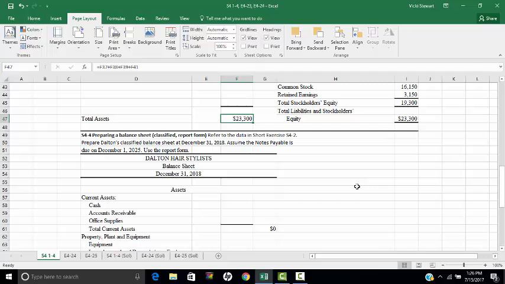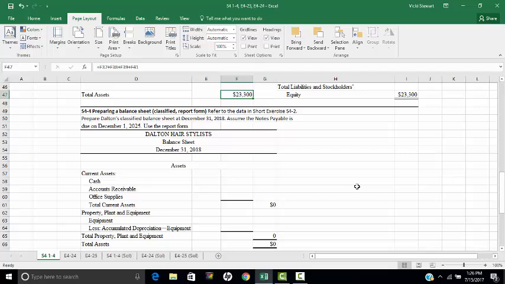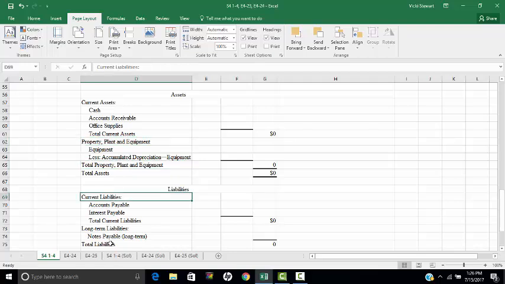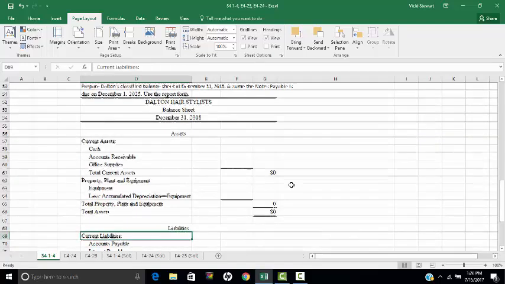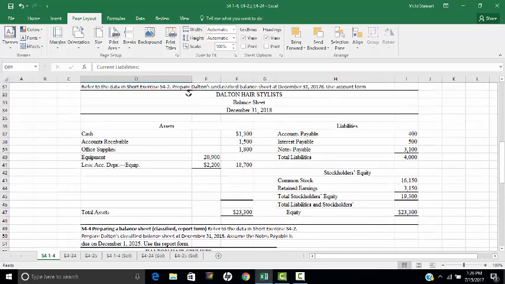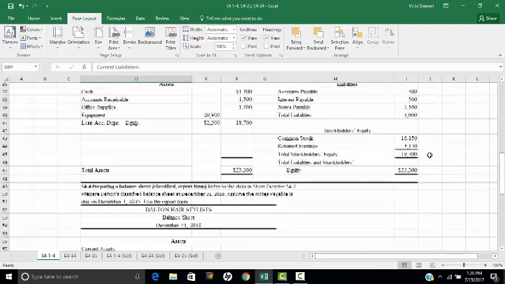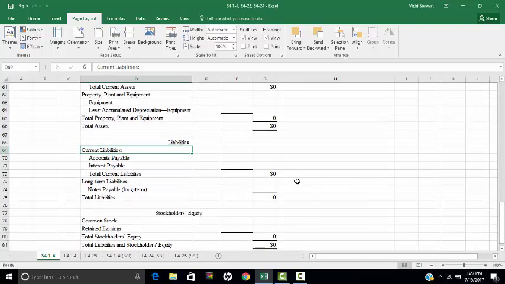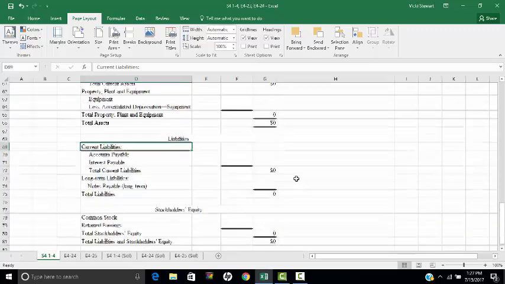Now, S44, we're going to prepare a balance sheet again, but this time we're going to do it using the classified and report form. So the difference is when you do the classified, you're going to separate your assets into current assets and property, plant, and equipment in this problem, and we're also going to separate our liabilities into current liabilities and long-term liabilities. The other difference is whereas in the account form we list assets on one side, liabilities and stockholders' equity on the other side, in the report form everything is listed one after the other, so it's in an up and down fashion, and then we get subtotals that we compare.